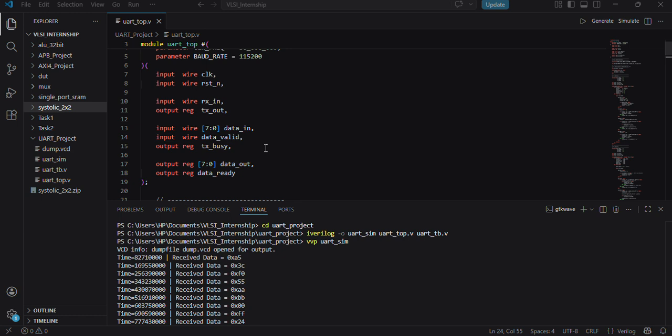And coming to the receiver signals, there can be RX in, which is the serial input, and data out, which can be the received byte of data, and data received, which means received completely. And UART is very famous and popular because of its cheap cost, and it is also easy to debug the system.